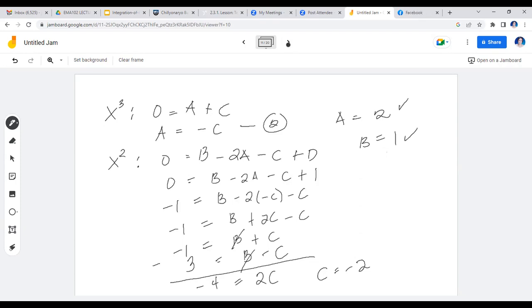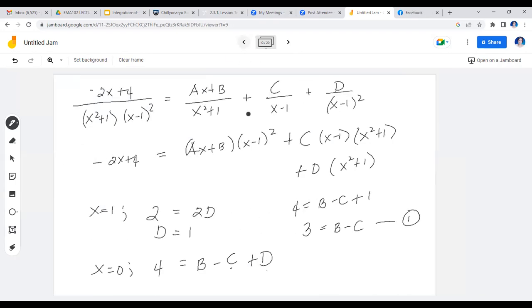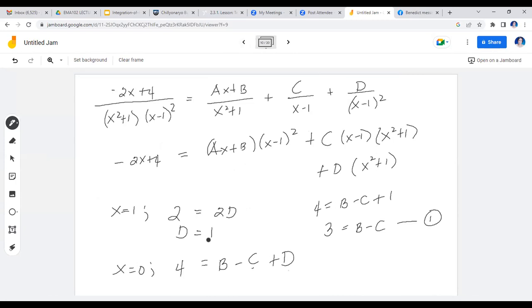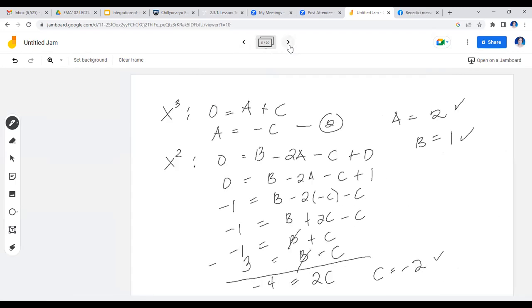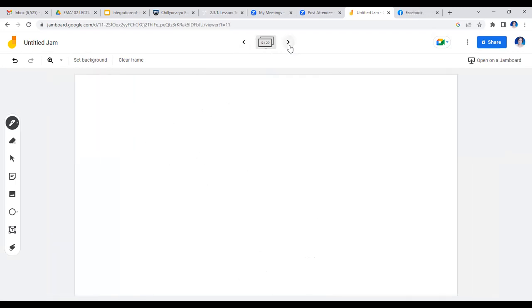So now you have completed all the undetermined coefficients or the unknown constants. And you are ready now to integrate. So how do we integrate? So we integrate each of these partial fractions. Okay, now we'll do the integration process.